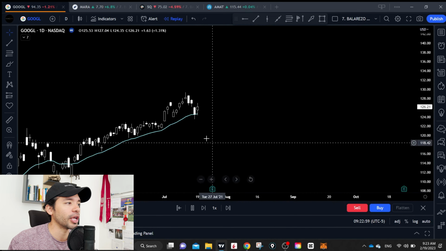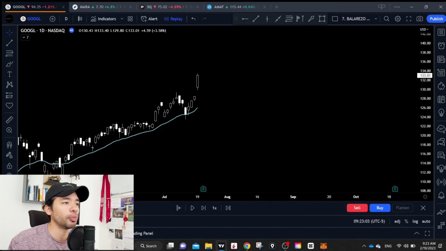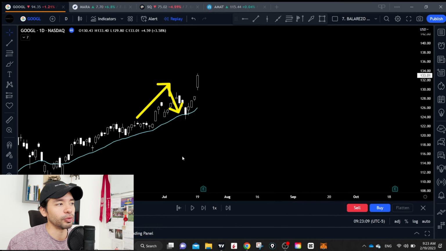You can see that here we have our first pullback to the 21 exponential moving average, and this is actually pretty important because you can see that price went above it, but then price came right back to that 21 exponential moving average. You can see that buyers were really aggressive and they closed the price right above the 21 exponential moving average. That's actually a pretty important thing to notice when you're trading, right?